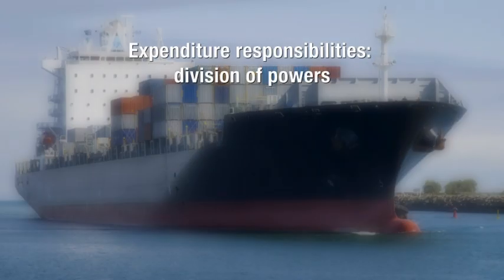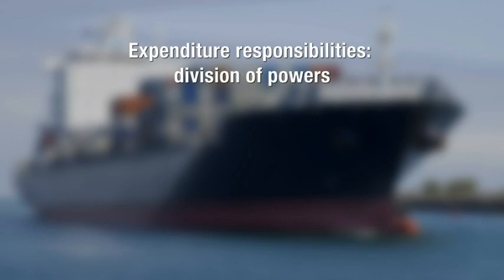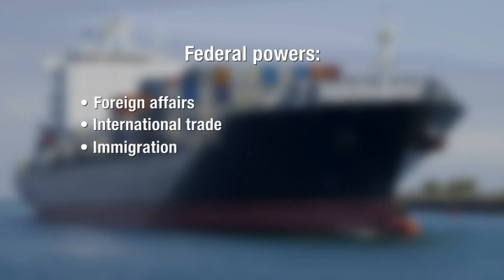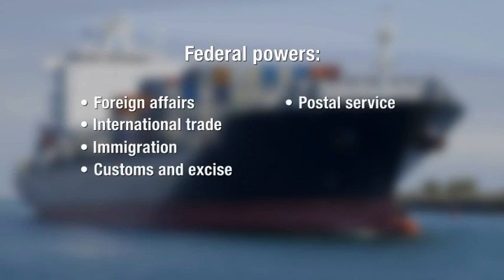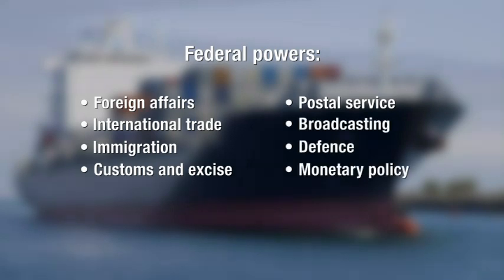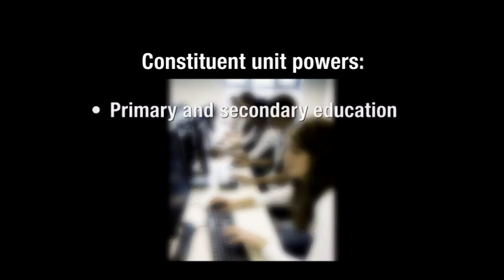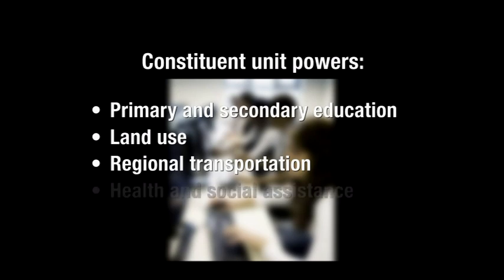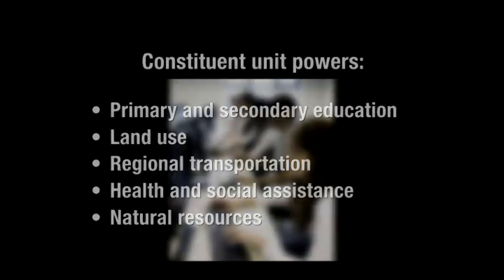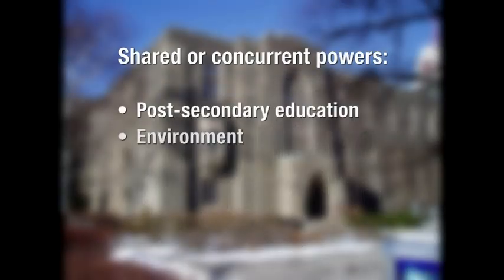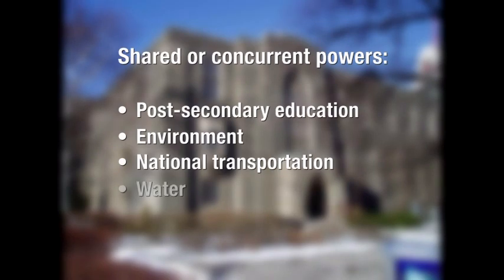In most federal countries, expenditure responsibilities follow the constitutional division of powers. Federal governments are often responsible for foreign affairs, international trade, immigration, customs and excise, the postal service, broadcasting, defense, and monetary policy. Constituent unit governments are frequently responsible for primary and secondary education, land use, regional transportation, direct spending on health and social assistance, and natural resources. Shared or concurrent responsibilities often include post-secondary education, the environment, national transportation, and water.